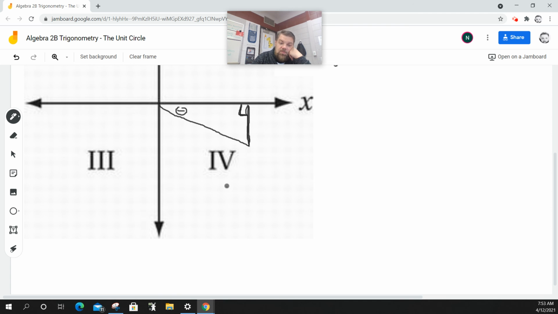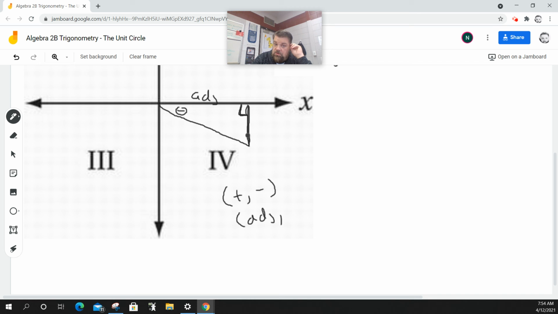So what we got to remember is that our x value is positive in the fourth quadrant, but our y value is negative. So let's unpack that real quick. What is the y value? What is the x value? Well, the x value on this is the adjacent, right? So this is the adjacent side of the triangle.